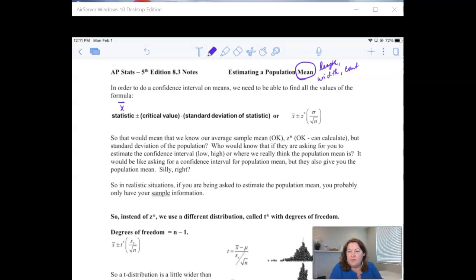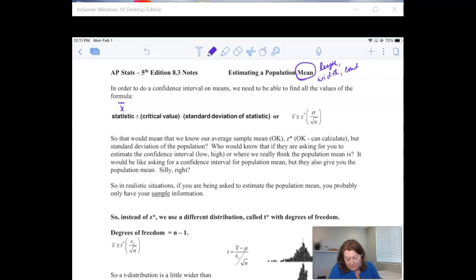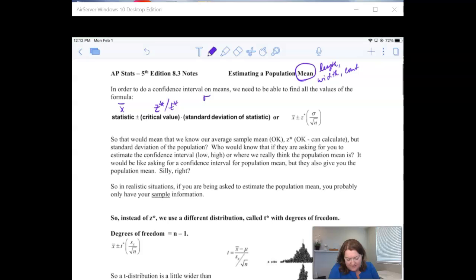Okay, then we're going to do plus or minus a critical value. For proportions, that was z star. For means, it'll be z star or t star. We're going to talk about the t in a minute here, so I'm going to put either one. Okay, and then the standard deviation of the statistic. In means it is usually sigma over square root of n, and we're going to talk about how that might change this time as well. So there's more going on with means than with proportions. Proportions are fairly straightforward once you get the hang of a confidence interval formula.